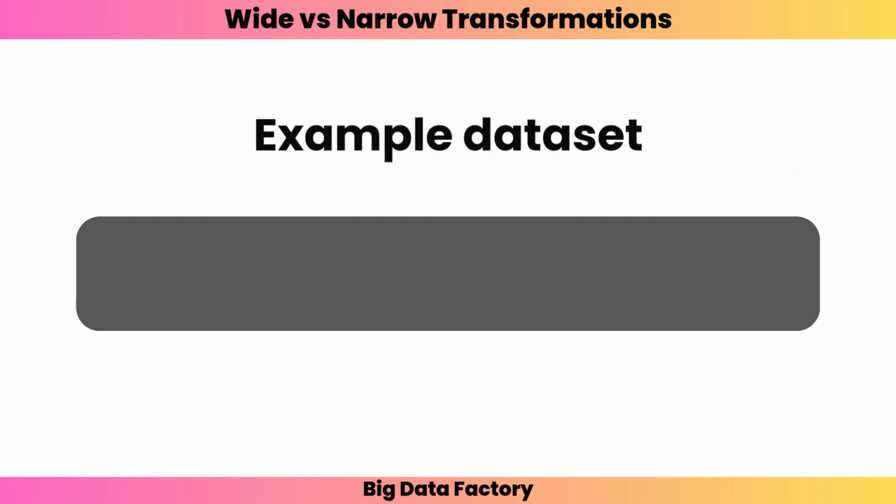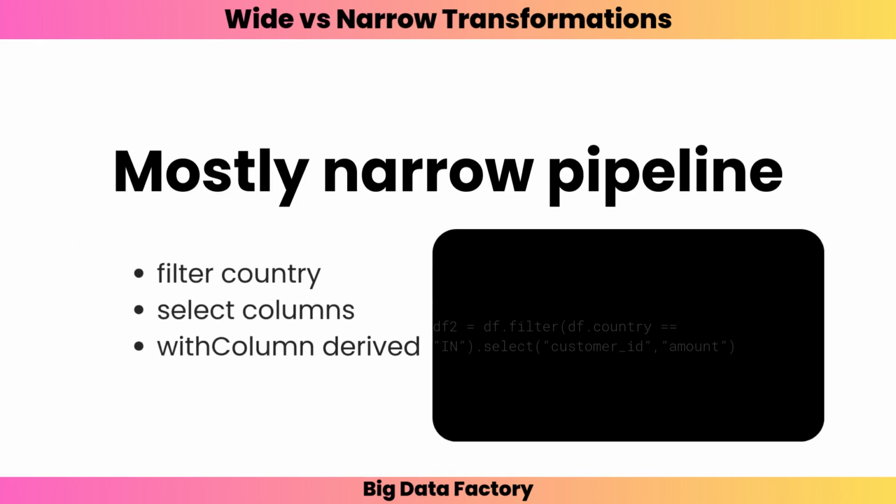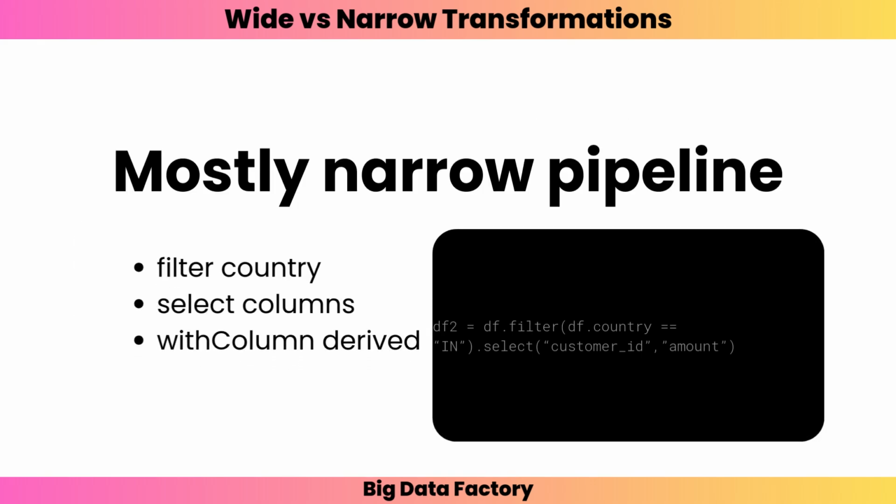Now I will show you narrow transformations in a way that feels real. Suppose we have a clickstream or orders data. A typical narrow pipeline looks like: filter only one country, select only needed columns, compute a derived column. What we are looking at on the screen is PySpark-style code. This is mostly narrow. Why? Because each row can be processed independently in the same partition. No need to move rows to other executors. Spark can fuse these operations and run them inside one stage as a pipeline. So if your job is mostly narrow transformations, it tends to scale nicely.